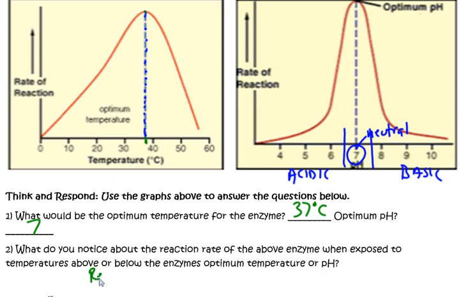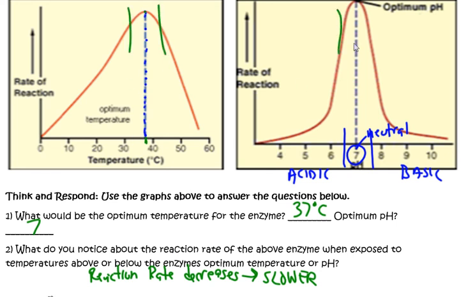What do we notice about the reaction rate of the enzyme when exposed to temperatures above and below? The reaction rate decreases, which means it is going to be slower. It is not doing its job efficiently. And we see that on both things in terms of how high we are with our rate of reaction. We want to be at that optimal point. When we're not, everything is going to be slower.